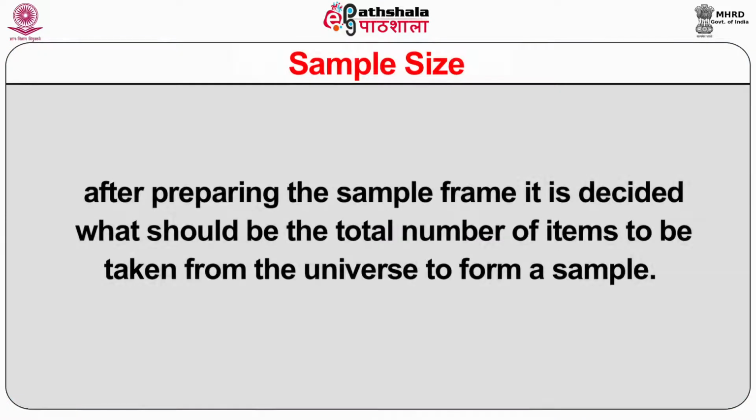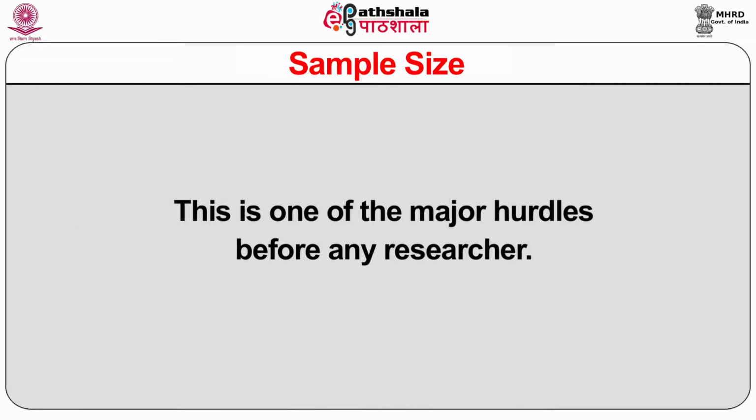The fourth thing is the sample size. After preparing the sample frame, it is decided what should be the total number of items to be taken from the universe to form a sample. This is one of the major hurdles before any researcher. It is extremely difficult and important to ensure that the size of the sample should be appropriate.